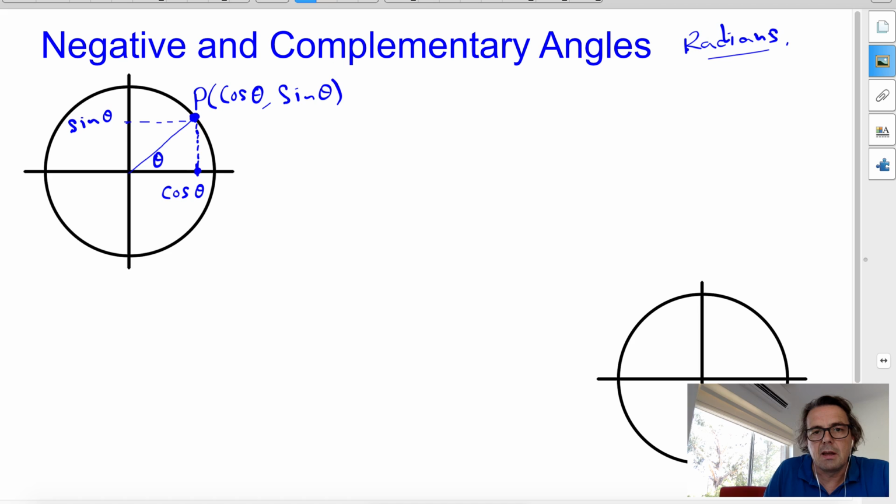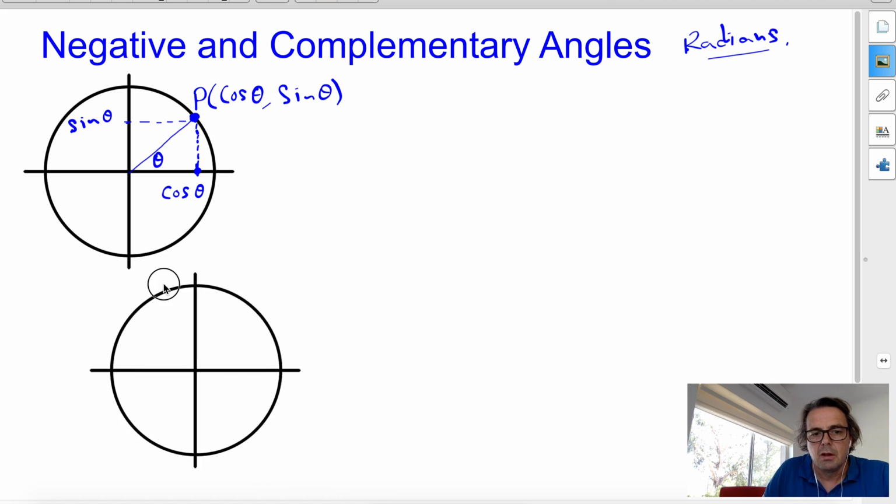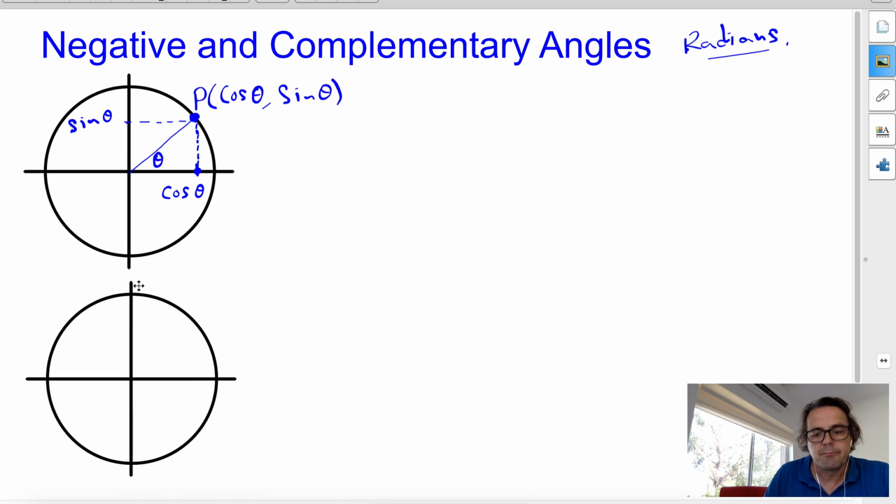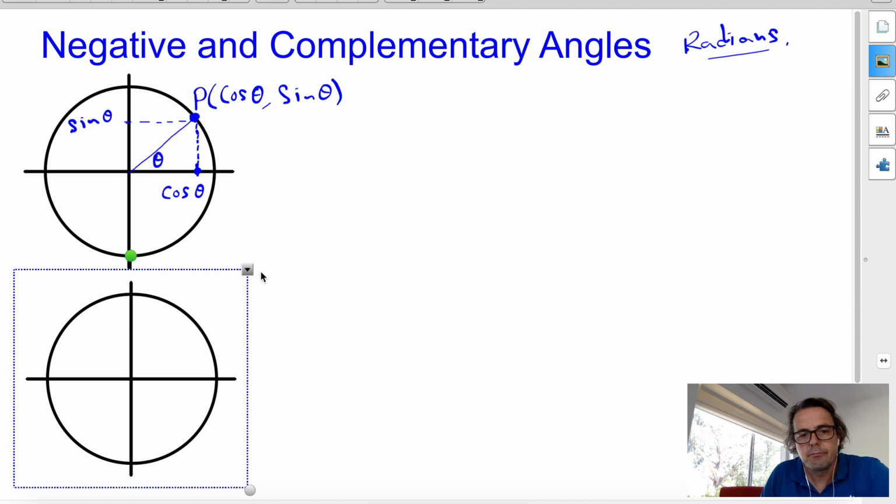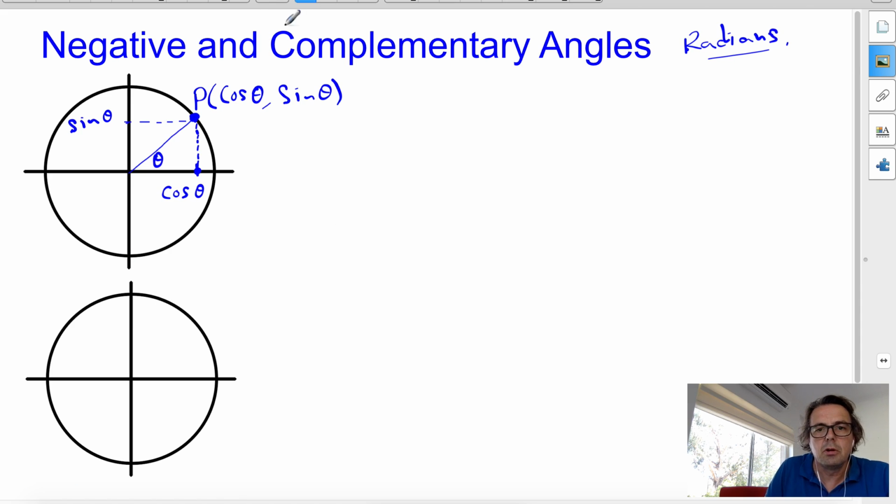Now what if we make that angle negative? What happens to cosine and sine? Well, let's have a look. Here's that positive angle theta, and if I take the same angle theta but in negative, a bit more, there, and this is still theta, but it's negative theta, and this angle is positive theta.